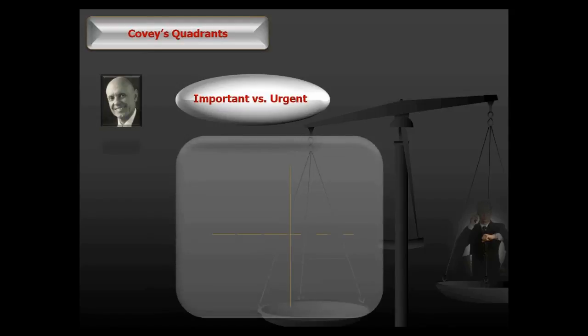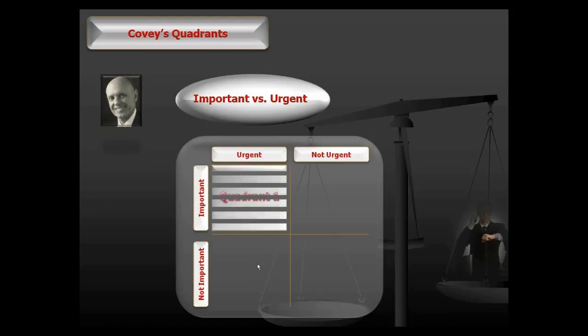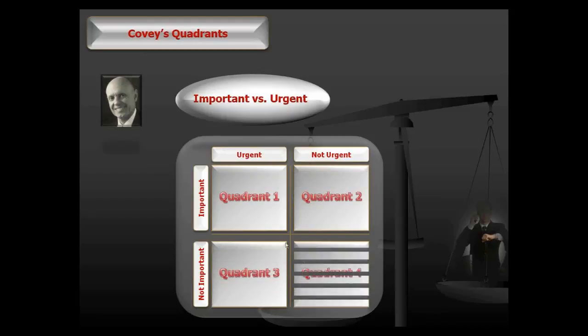Okay, let's take a look at this. First, we'll have a quadrant that is not important but urgent. Then we'll have a quadrant that is important but urgent. Next, we'll have a quadrant that is important and not urgent. And finally, we'll have a quadrant that is not important and not urgent.